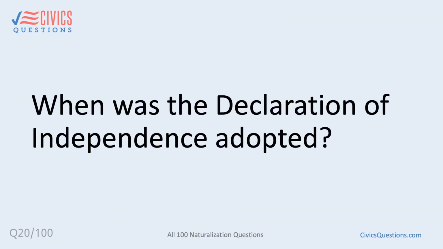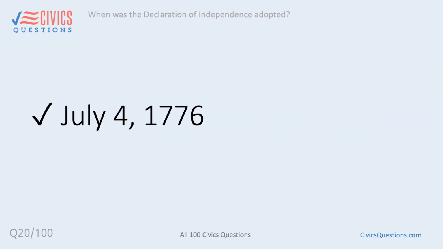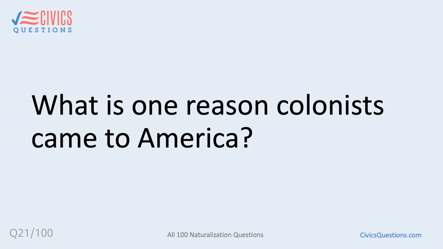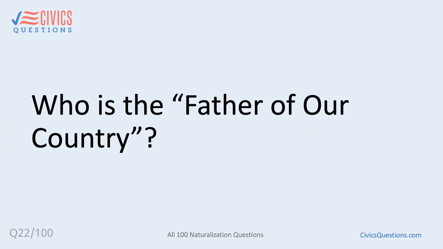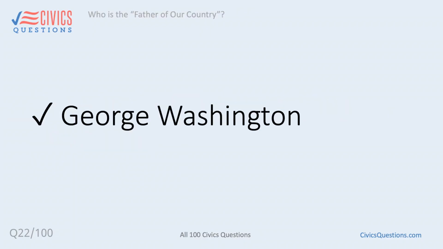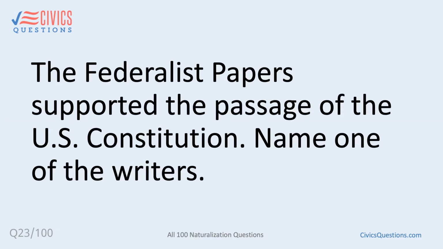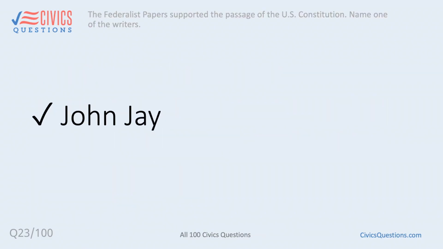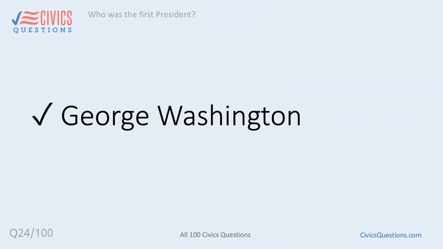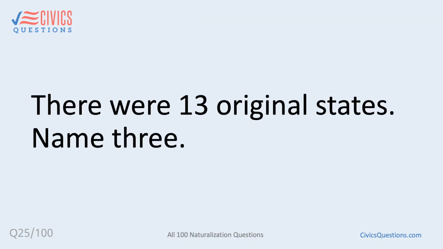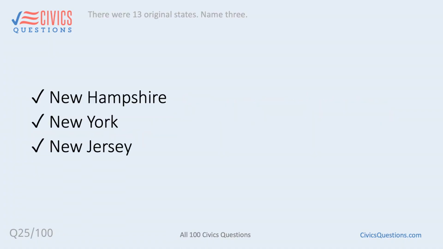When was the Declaration of Independence adopted? July 4, 1776. What is one reason colonists came to America? Freedom. Who is the father of our country? George Washington. The Federalist Papers supported the passage of the U.S. Constitution. Name 1 of the writers. John Jay. Who was the first president? George Washington. There were 13 original states. Name 3. New Hampshire, New York, New Jersey.